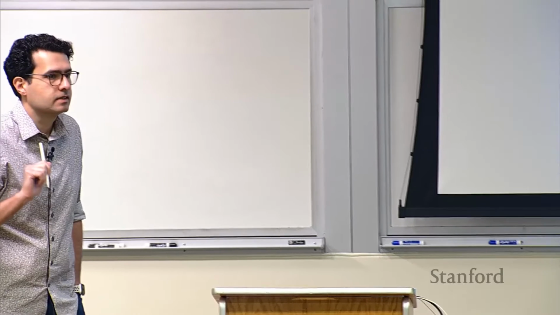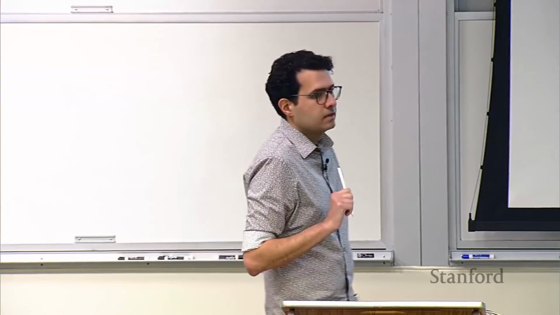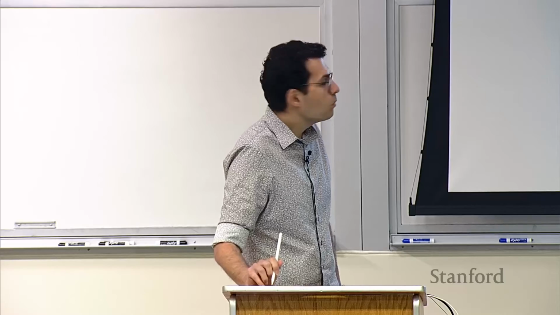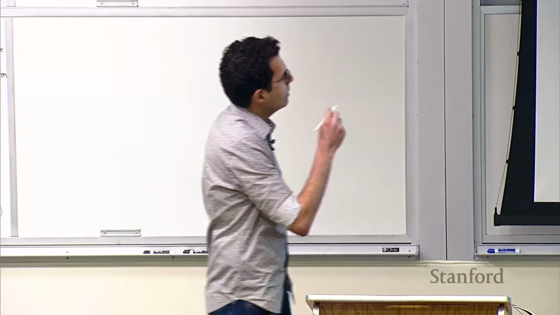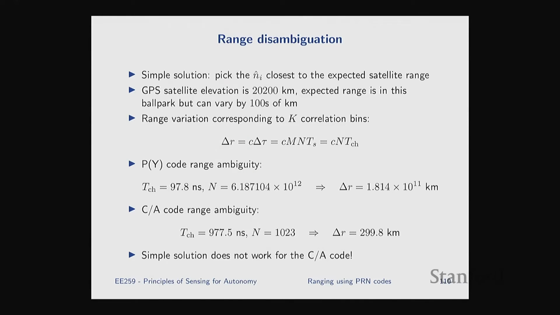Yes? It's the one that has the lowest correlation, so for a lowest distance. Well, the question is why not pick the peak closest to the 20,000 number? Okay. Because physically that might not be right.